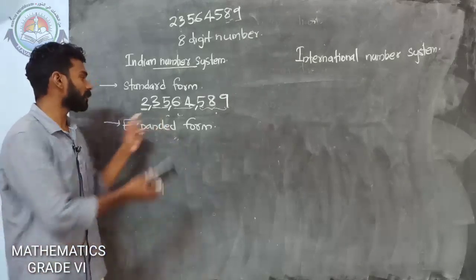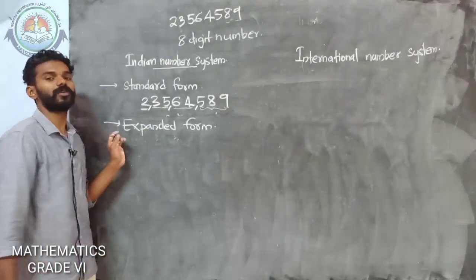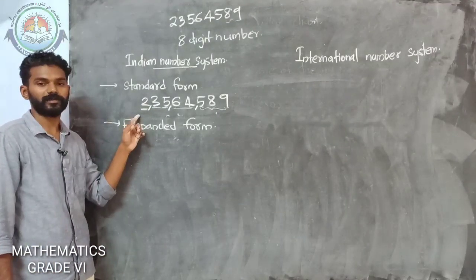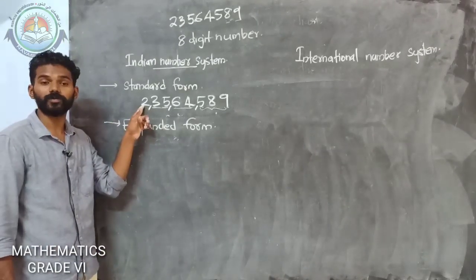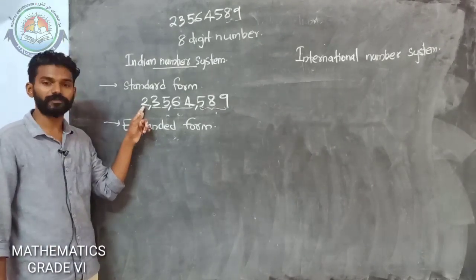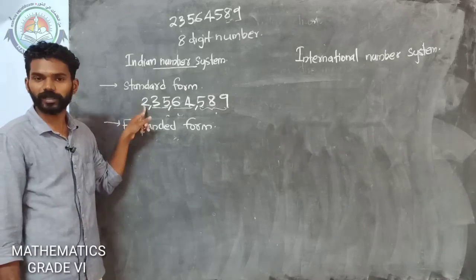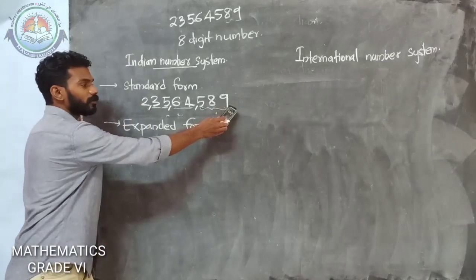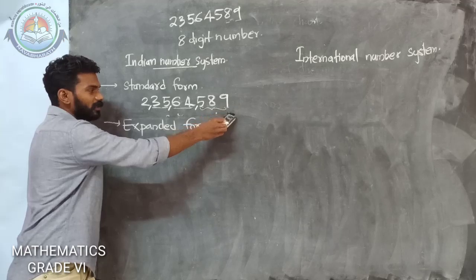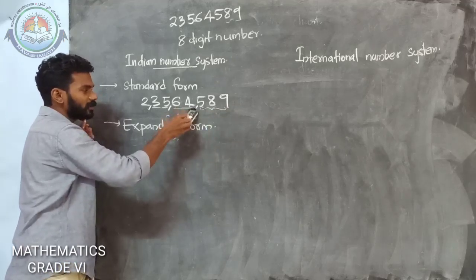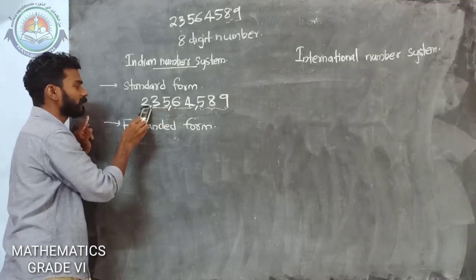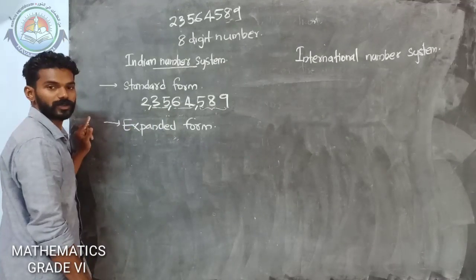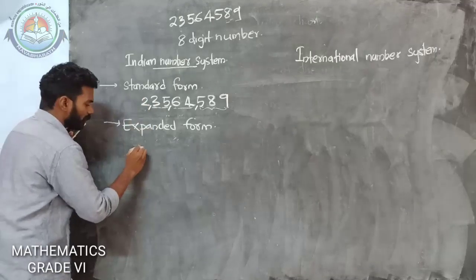And it starts from the leftmost end, which is the digit. The digit is 2. What is the place value of 2? To know the place value of 2, you should count from the rightmost end. Ones, tens, hundreds, thousands, 10,000s, lakhs, 10 lakhs, crore. So just write the number 2.